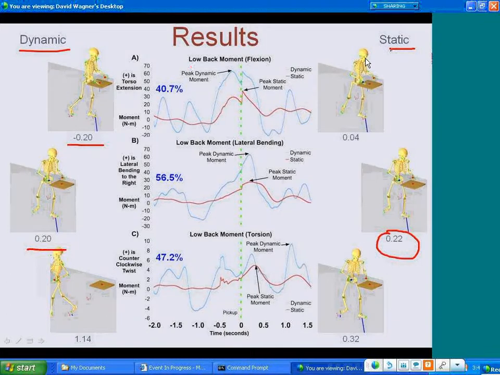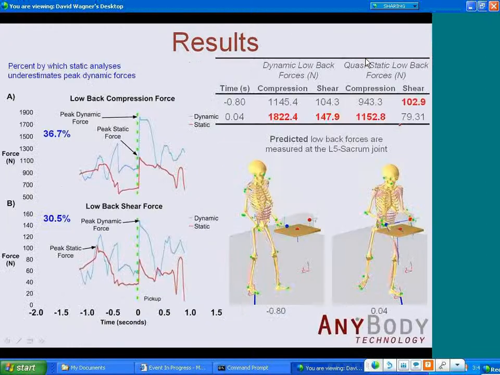Some of the results related to the low back compression. Once again, we have similar plots here, and again we have the percentages at which static analysis underestimates the peak dynamic forces. In this case, the low back compression happened to occur at the same time for both analyses, and that occurred when the mannequin lifted the box off the shelf. Once again, these were low back forces predicted at the L5/S1 joint, with a peak compression force of 1822 newtons for the dynamic analysis versus 1152 for the static analysis.